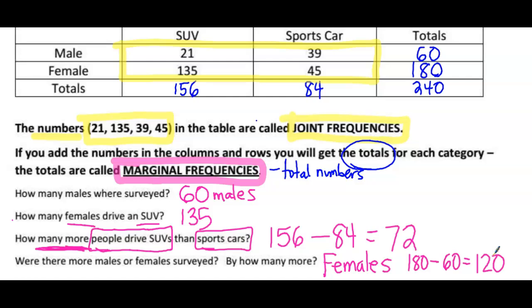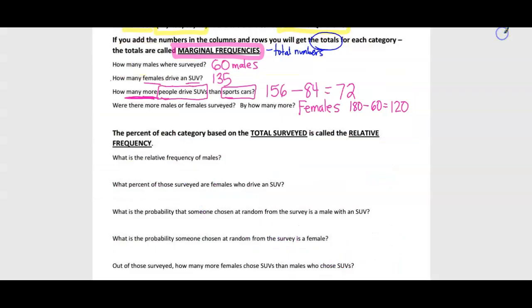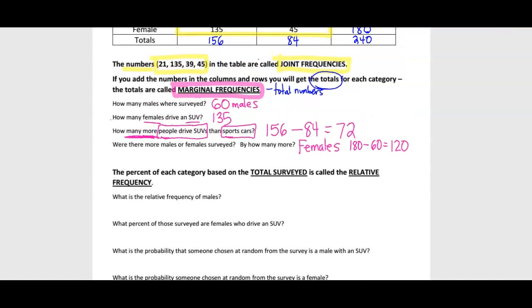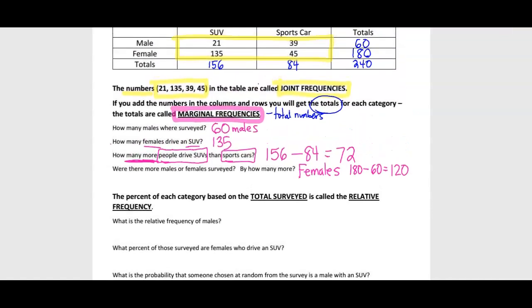Okay? I'm going to try to make this smaller because we have to be able to see this table up here. Okay, I'm sorry it's smaller on the screen. Try to stay with me. Now, things are going to change because it now talks about percent. Okay? Percent is different. Remember, a percent is out of a total. So it says the percent of each category based on the total survey.